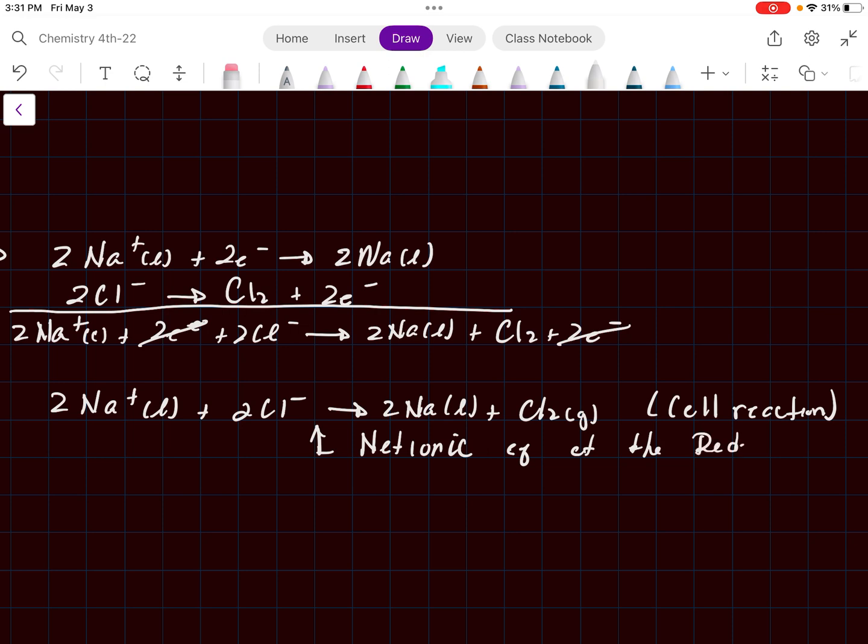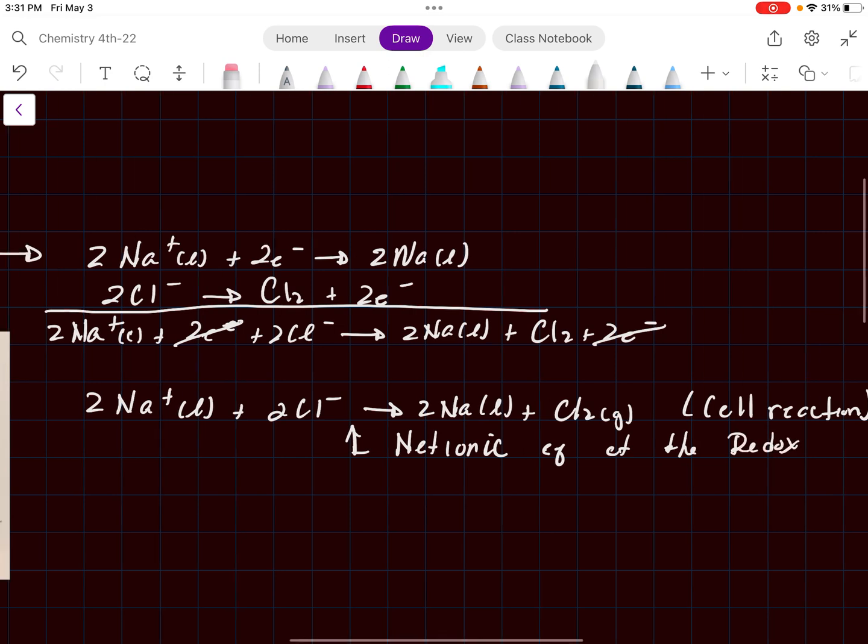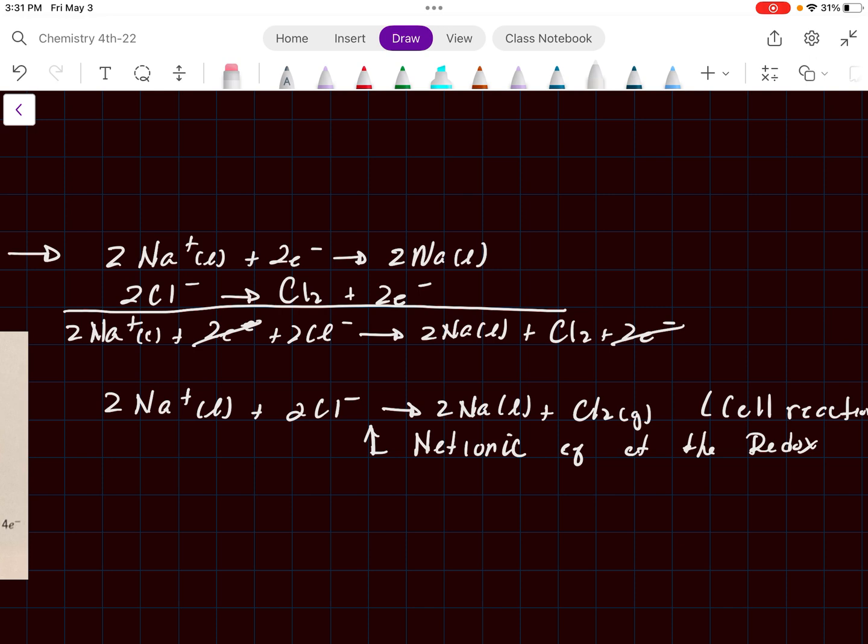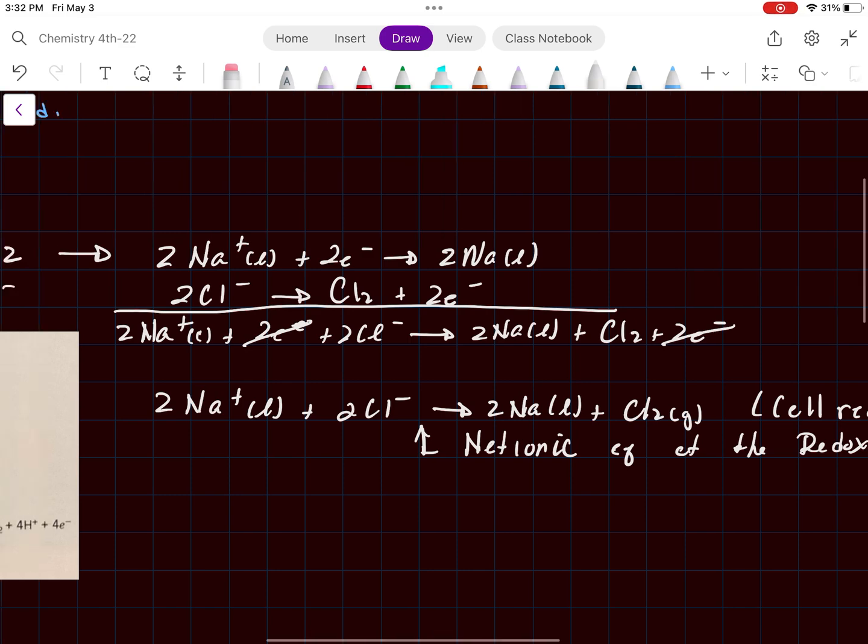So when we did redox reactions, right, we identified the oxidation, we identified the reduction, we wrote the half reactions, and then we balanced the electrons, right? The cell reaction is exactly the same thing. So if you get a question asking you to provide the cell reaction, this is basically it. All you're going to do is write the net ionic equation of the redox reactions that are happening in this solution, or in this chemical process.